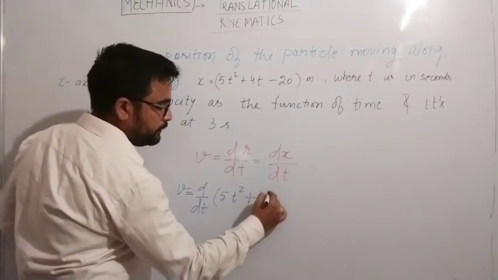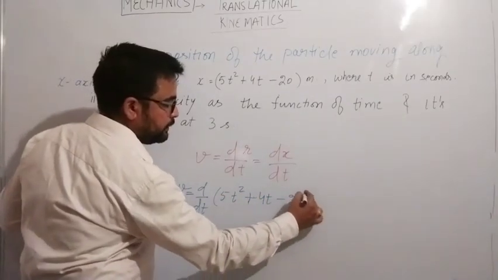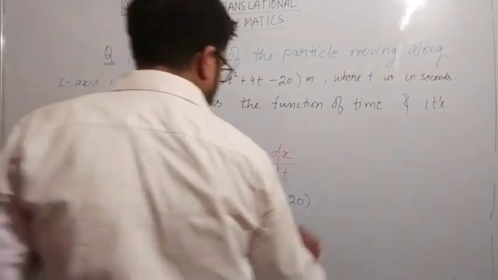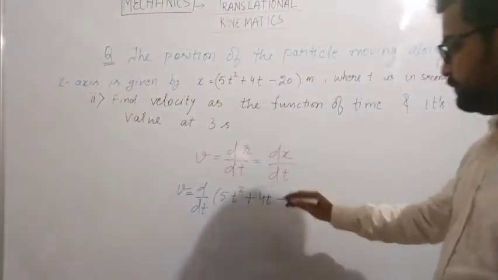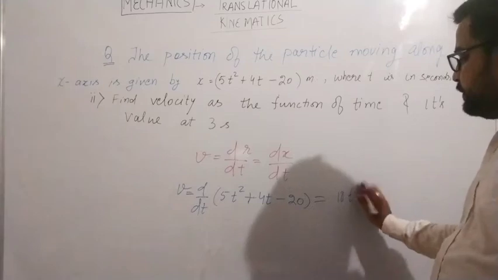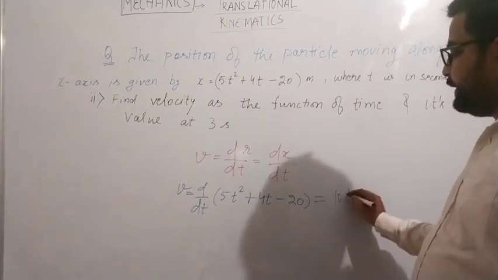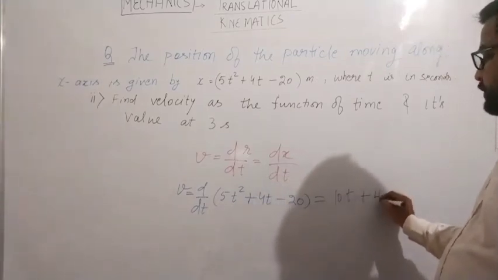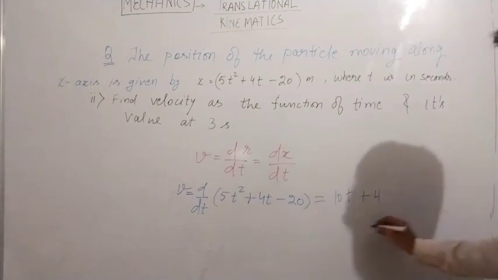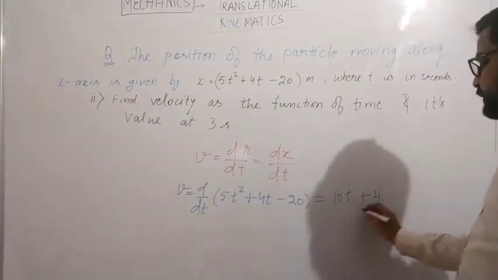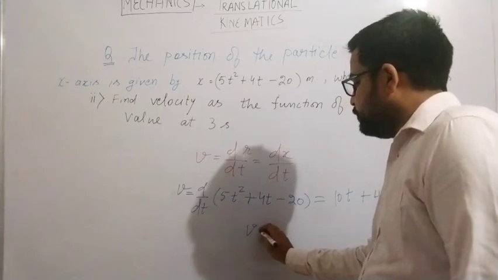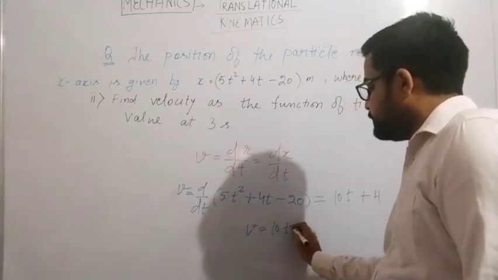Plus 4t minus 20, and that will be equal to 10t plus 4. So this is 10t plus 4. Okay. So V is equal to 10t plus 4.